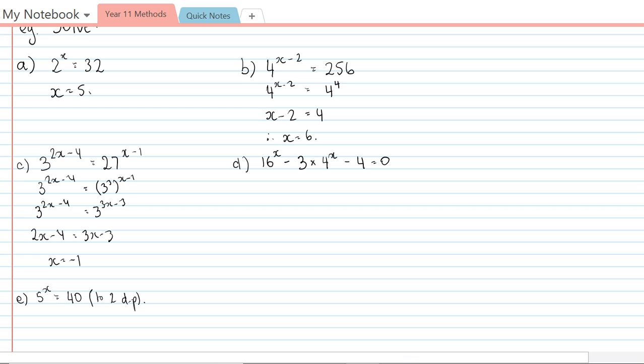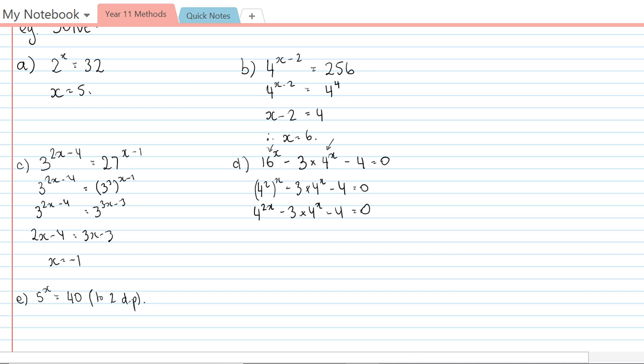So firstly, I'm going to try and make it so that there's a common base here. We have a base 4 in the middle of the equation just there, so I'm going to try and make this here base 4 as well, which I can do because 16 is just 4 squared. So that's 4 squared to the power of x minus 3 times 4 to the x minus 4 equals 0. Now that then becomes 4 to the power of 2x minus 3 times 4 to the x minus 4 equals 0. And hopefully this looks pretty quadratic to you.